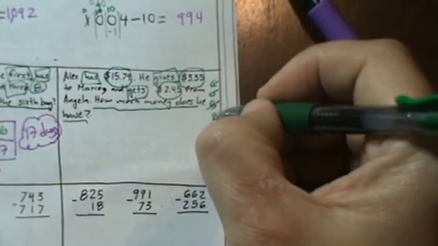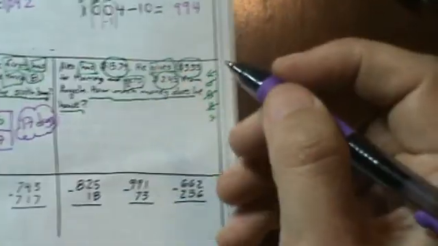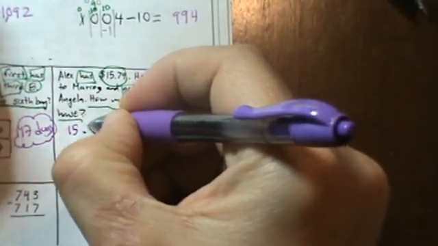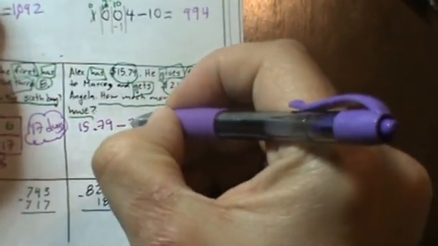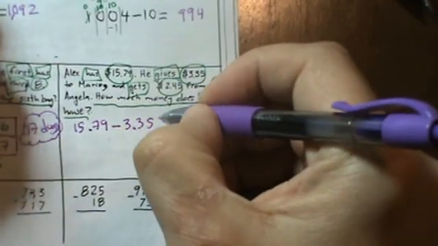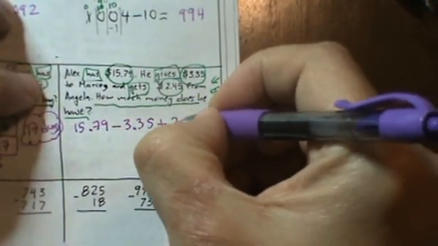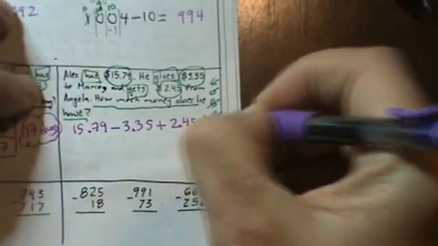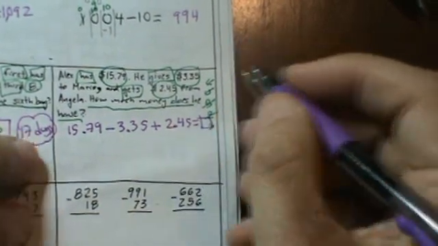Now, what's going to be my strategy? My strategy is going to be first an equation. So Alex has 1579. He gives 3.35. And he gets plus 2.45. How much does he have now?